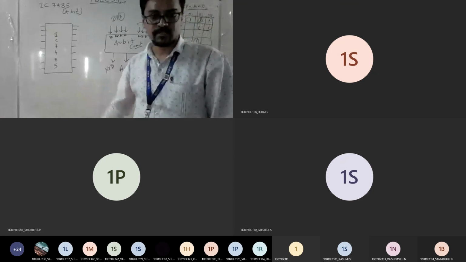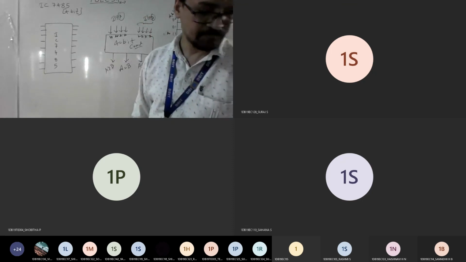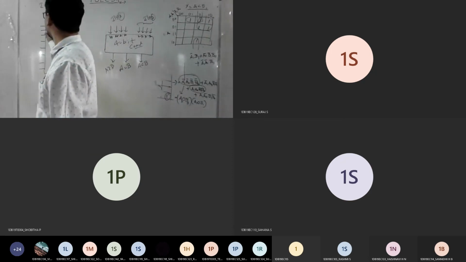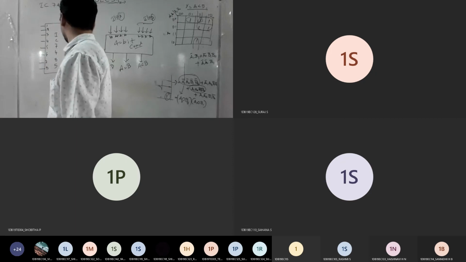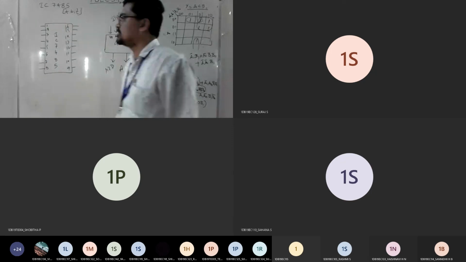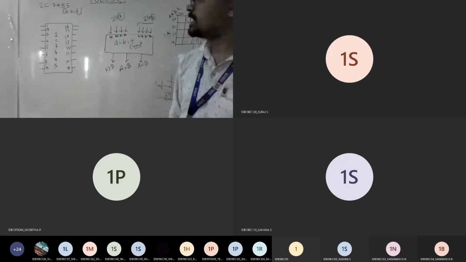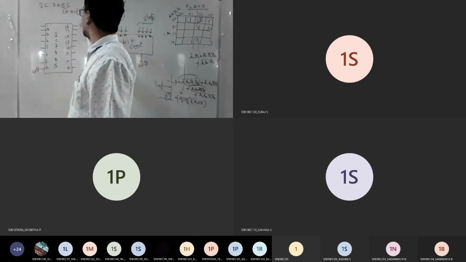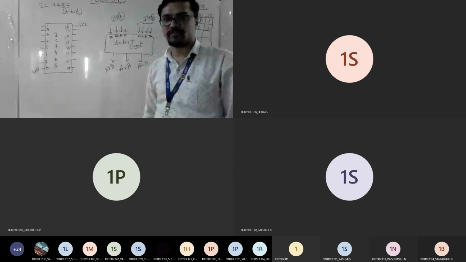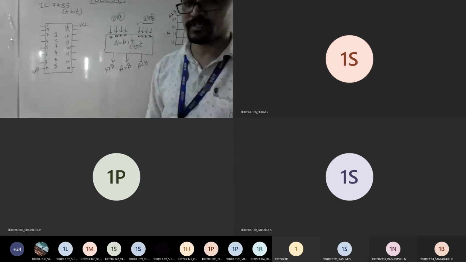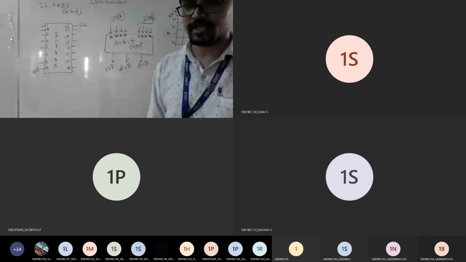So it is a 16-pin IC. The pin numbers are in order, 1, 2, 3, 4, 5, 6, 7, 8, up to 16. Pin number 8 is ground. Pin number 16 is supply, VCC. Just make an outline, everyone. So this is your pin diagram for IC 7485. It's a 4-bit comparator. In the same way, this is the logical diagram.